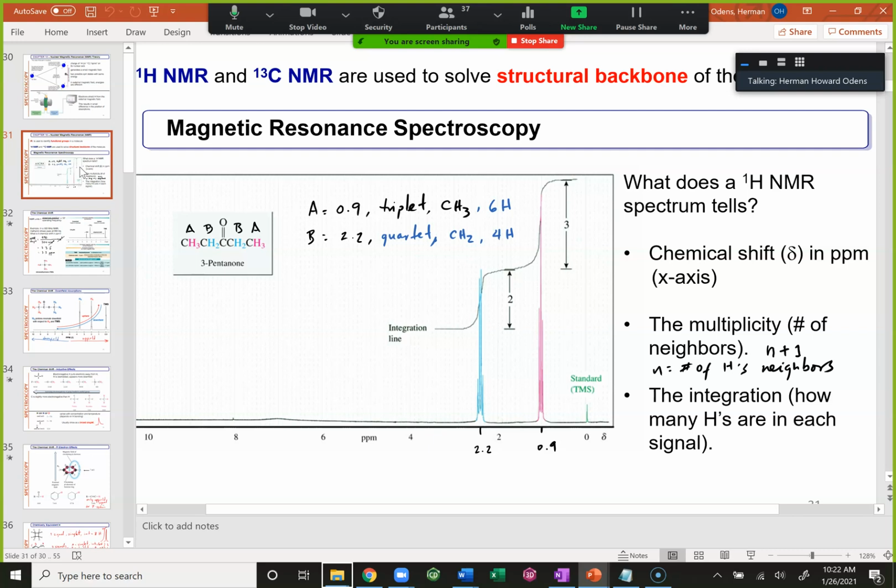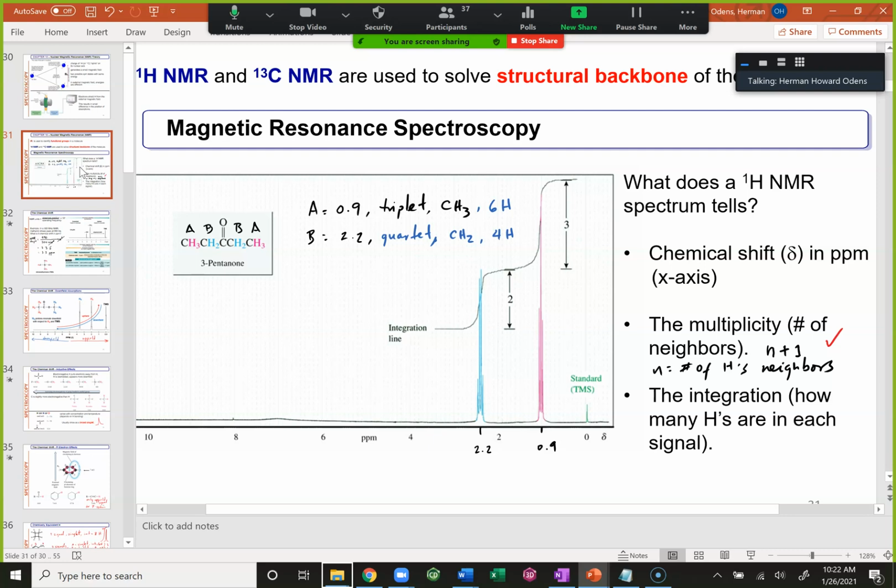So notice that right now we can just say from this spectrum that the signal at around 2.2 is a quartet. It integrates for actually 4 hydrogens, and it's a CH2 group. Why is it a CH2 group? Because it has a signal of 4. We apply the n plus 1 rule. That's the number of protons plus 1, the number of protons that are neighbors.